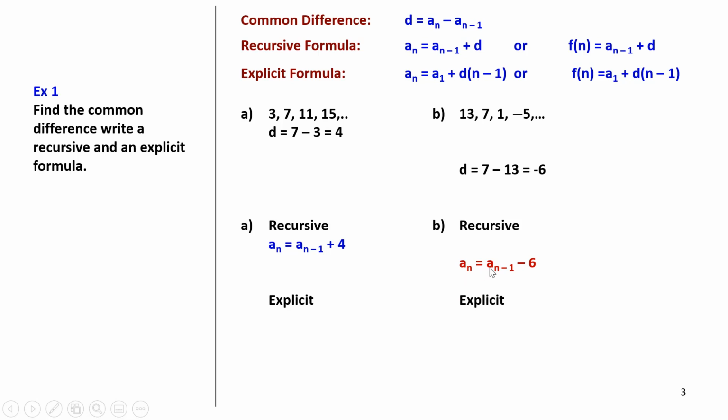All right, doing the other side. a sub n equals a sub n minus 1 minus 6. That was my common difference up here. That's all I need in a recursive formula. Okay, explicit takes a little more work. Let's take a look at that.